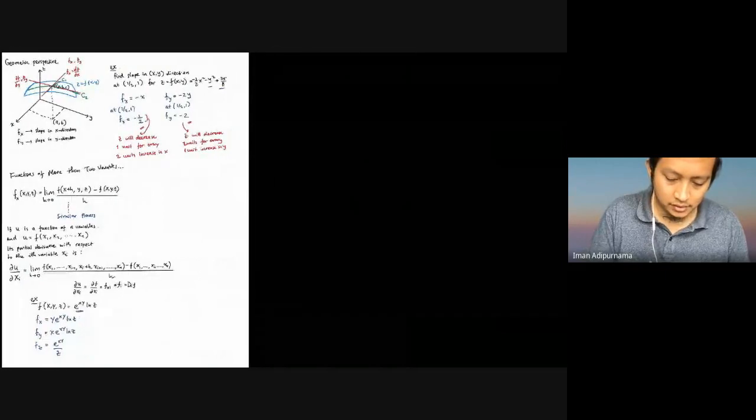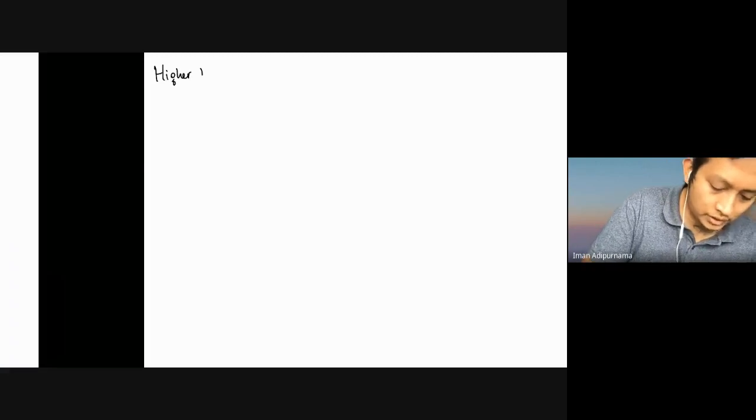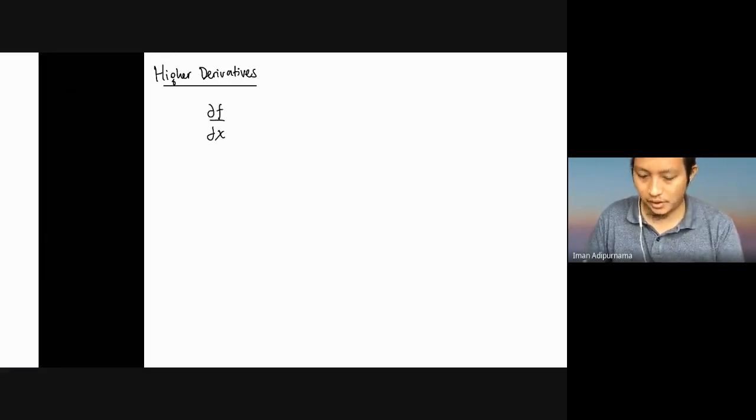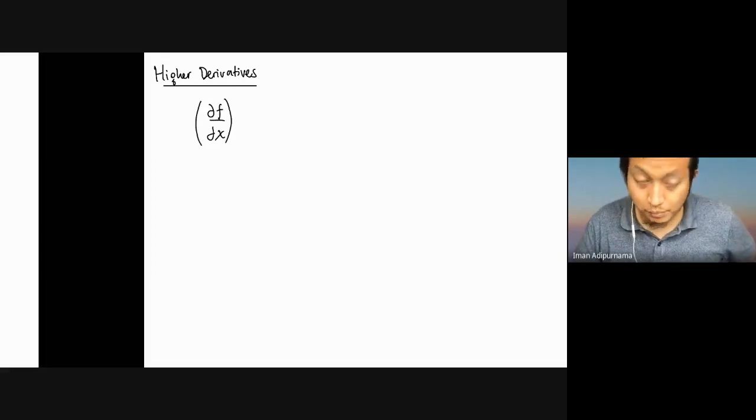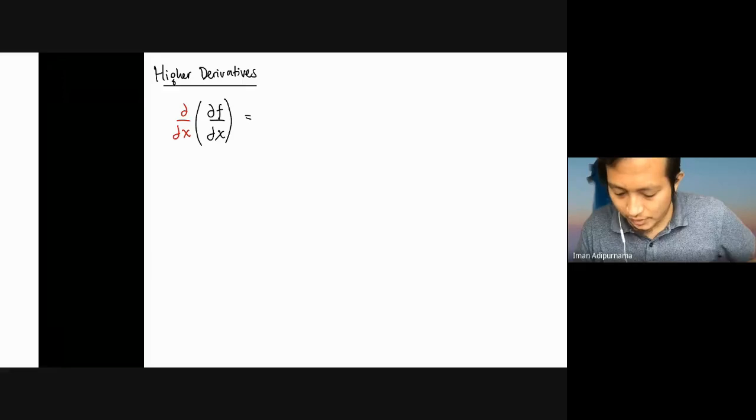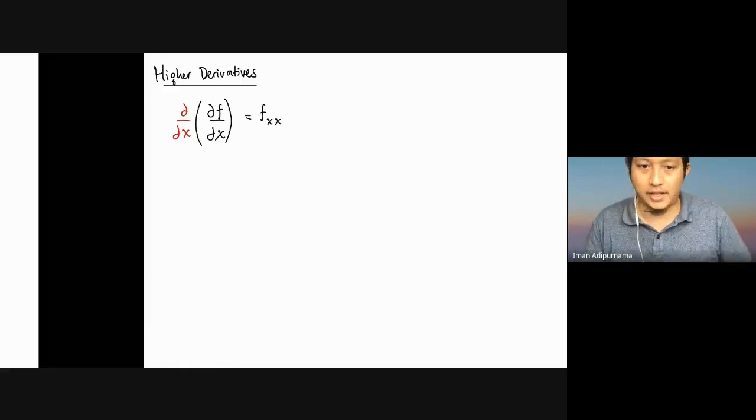Okay, next thing, still in this chapter and this section, we have what's called the higher derivatives, or higher order of partial derivatives. So previously we have this partial x and partial y, right? Or let me start with just x first. So from here, we can take the derivative partially. So let's take with respect to x. And we can write this as fxx, okay?